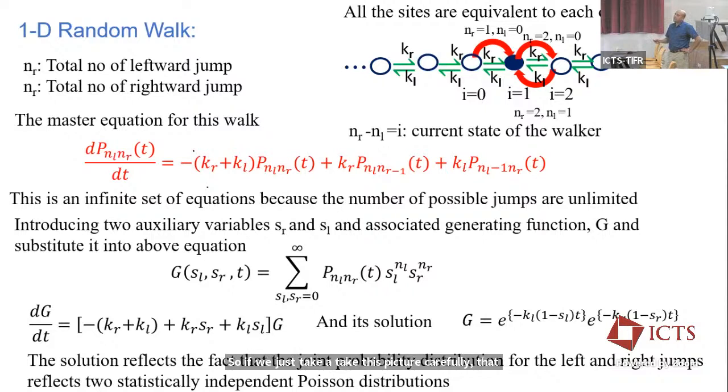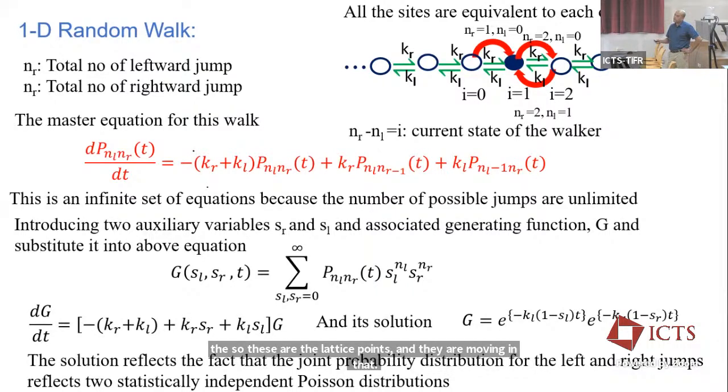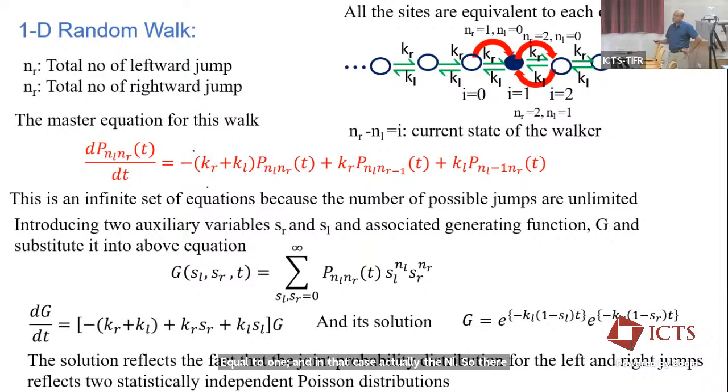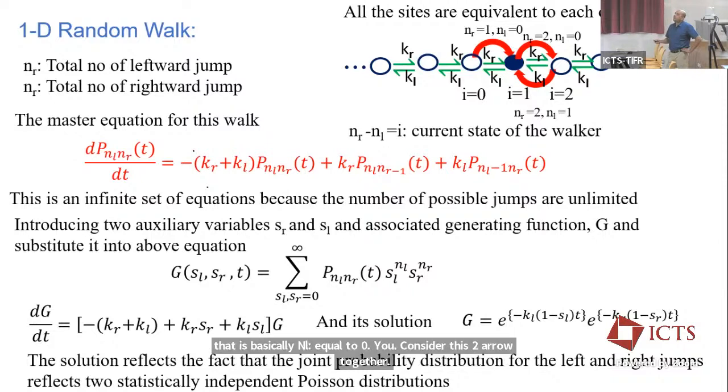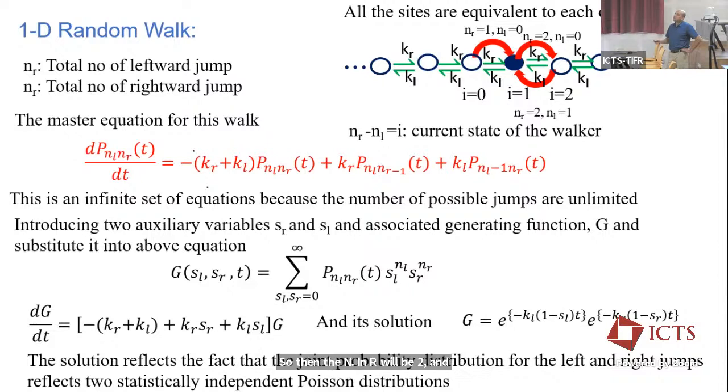If we take this picture carefully, these are the lattice points and they are moving. The arrow means it is changing its state. This is how many steps it has moved from left to right, so NR equals 1, and there is no leftward movement, so NL equals 0. If you consider these two arrows together, then NR will be 2 and NL will be 0. If you consider this whole path together, then NR equals 2 and NL equals 1. That is the complete path for this kind of description.